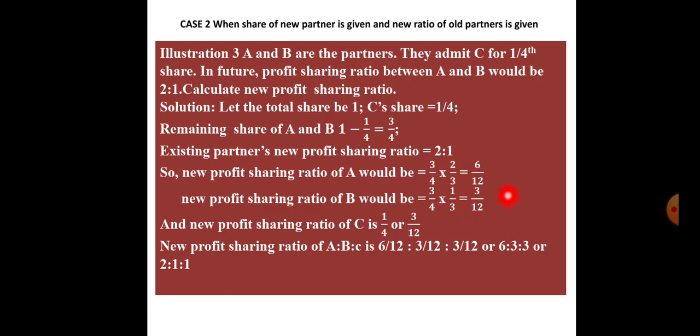after admission, and C is being admitted for 1/4 share. To make it equal, we see that 3/12 will be the share among the partners. So the new profit sharing ratio of A, B and C is 6/12, 3/12 and 3/12. It means 6:3:3. Reducing it to the lowest terms, we find that 2:1:1 would be the new profit sharing ratio.